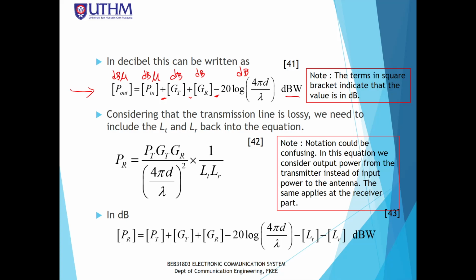Okay, kemudian kita kembangkan. Before that, kalau kamu lihat Friis transmission equation ini, Friis transmission equation ini hanya menganggap bahawa losses happens only due to the free space loss. There is no other losses other than the FSL up to here. Dia cuma consider FSL sahaja. So what if we have another type of losses, that is LT and also LR. Losses pada transmission line, pada transmitter, dan juga losses pada transmission line, pada receiver.